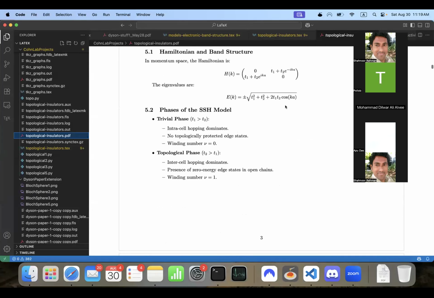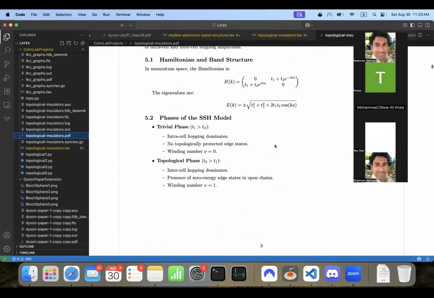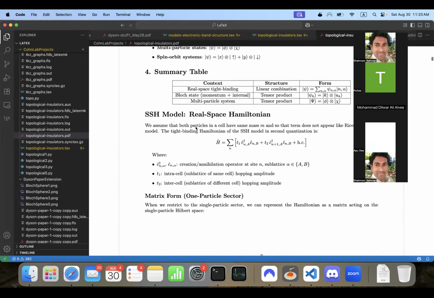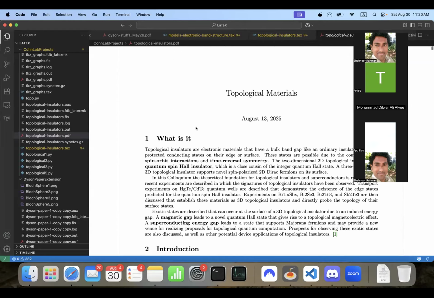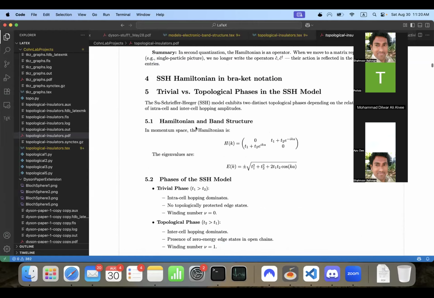So, that's the SSH Hamiltonian in K space, just the two off-diagonal components, and that's the eigenvalue. This is the trivial phase, this is the topological phase, depending on which one is greater. If T1 is greater than T2, we get the trivial phase where intracell hopping dominates. If you remember the diagram, oh, I didn't draw that diagram here. I need to.